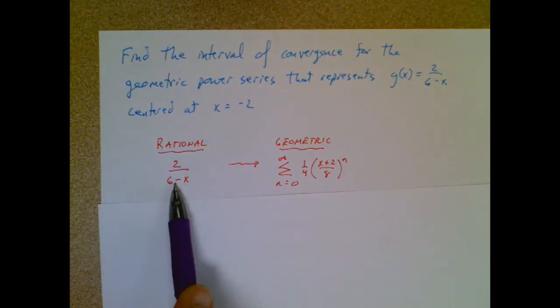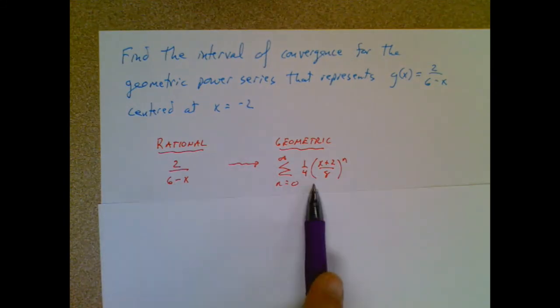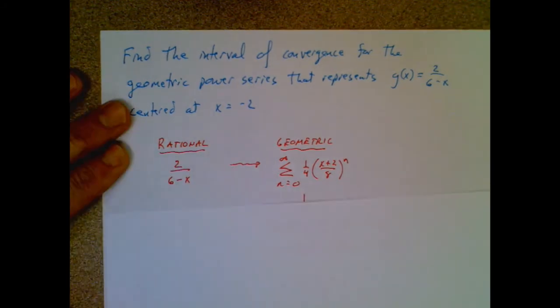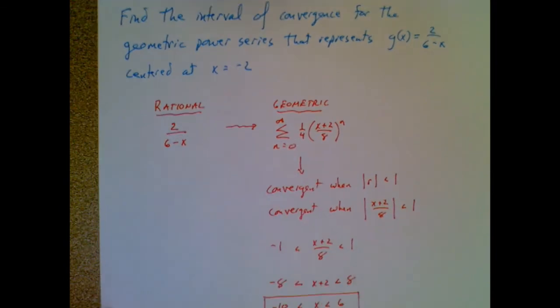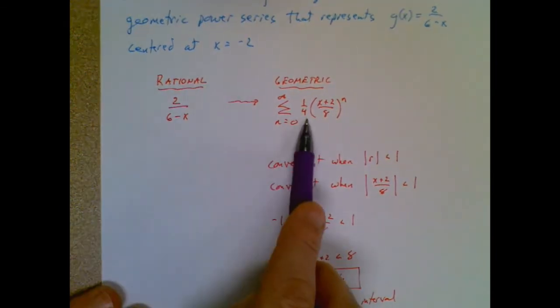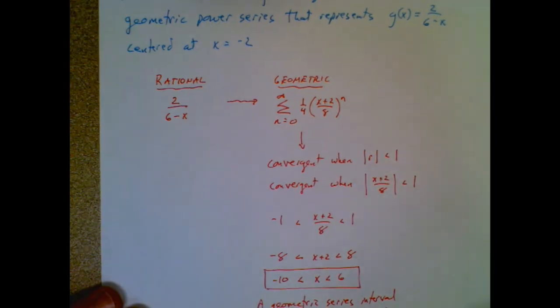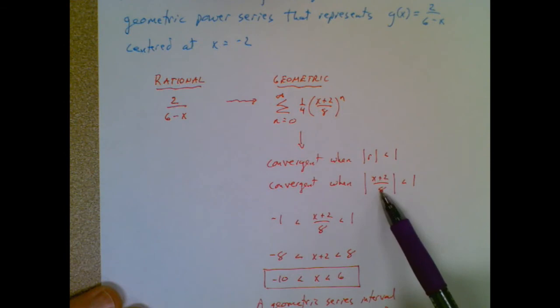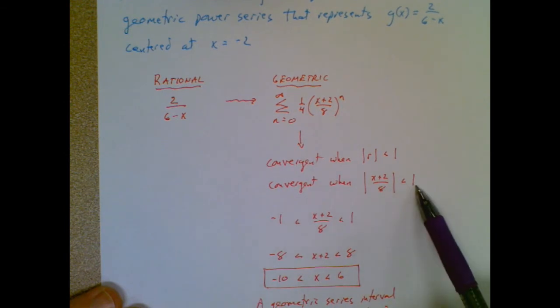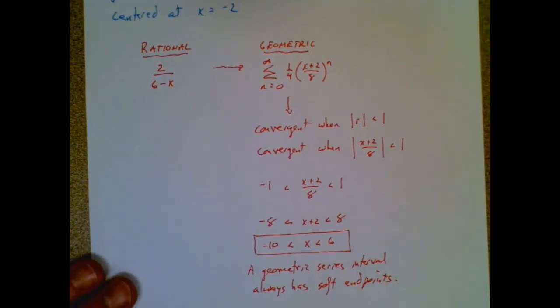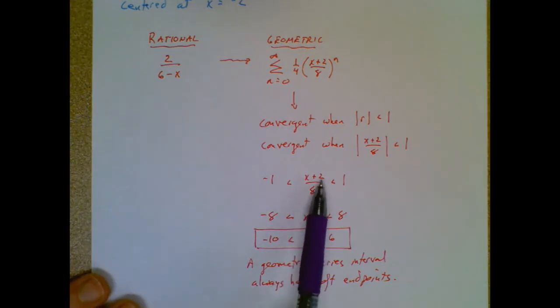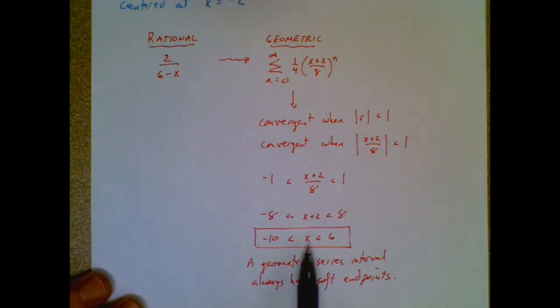We took the rational function. In the previous example, we did the hard work to convert it to geometric. What's the interval of convergence there? This would be my thought process. I would say, hey, that thing's convergent when the common ratio is less than 1. Technically, the absolute value of the common ratio is less than 1. So when this is less than 1, I have convergence. So I go ahead and just do the algebra. You see the algebra right there, and I end up with an interval of convergence.